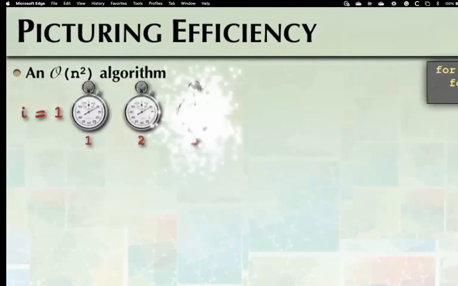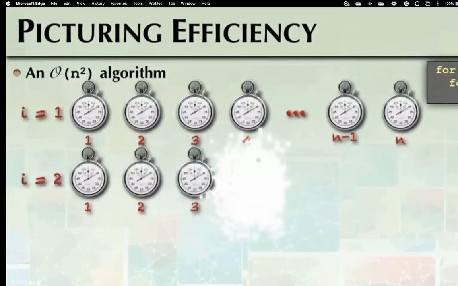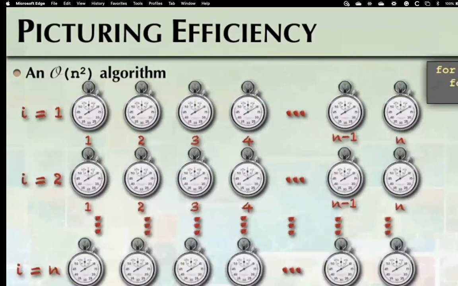So we can represent this as we did earlier. The operation performed by the inner loop is repeated n times, and so we can draw the same row of watches a total of n minus 1 times more. We end up with a grid that is n operations across and has n rows. This gives us n times n operations, or a big O of n squared for this algorithm.